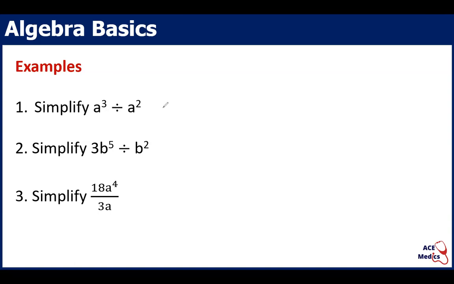So a cubed divided by a squared, we're going to do 3 take away 2. So it is essentially a to the power of 1, but remember in algebra we don't really write that 1. We can just leave it as a. 3b to the power of 5 divided by b squared. So we're going to do 3 divided by our imaginary 1. So 3 divided by 1 is still 3. For b, 5 take away 2 is 3. So 3b cubed.